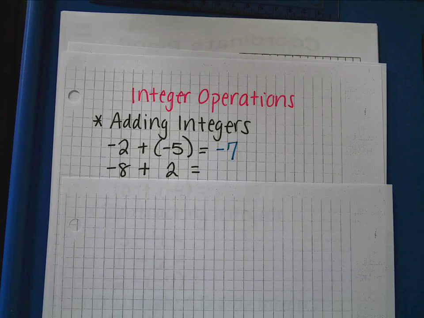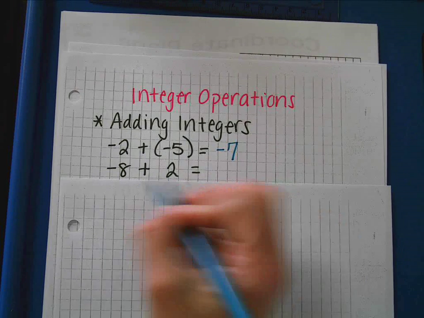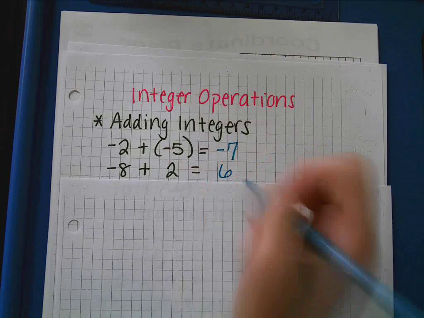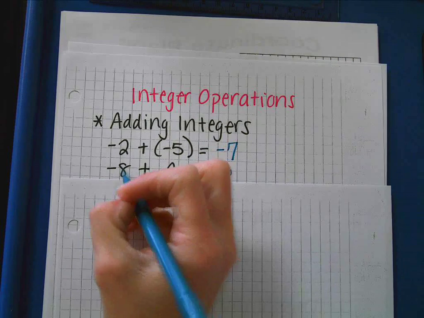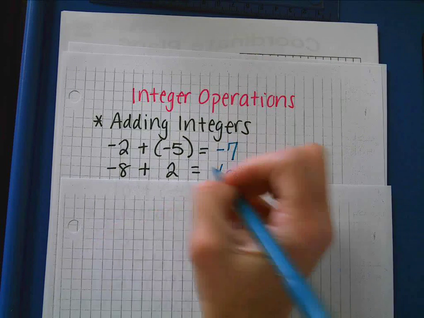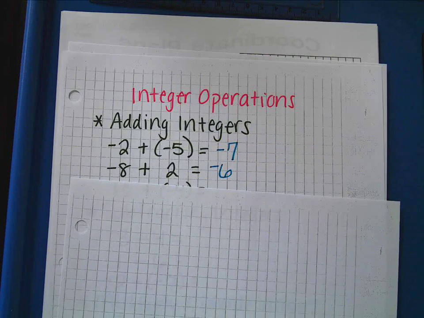One's positive, one's negative. So there we subtract and take the sign of the bigger number. 8 minus 2 is 6. The 8 is the bigger number. It's negative, so it's -6.